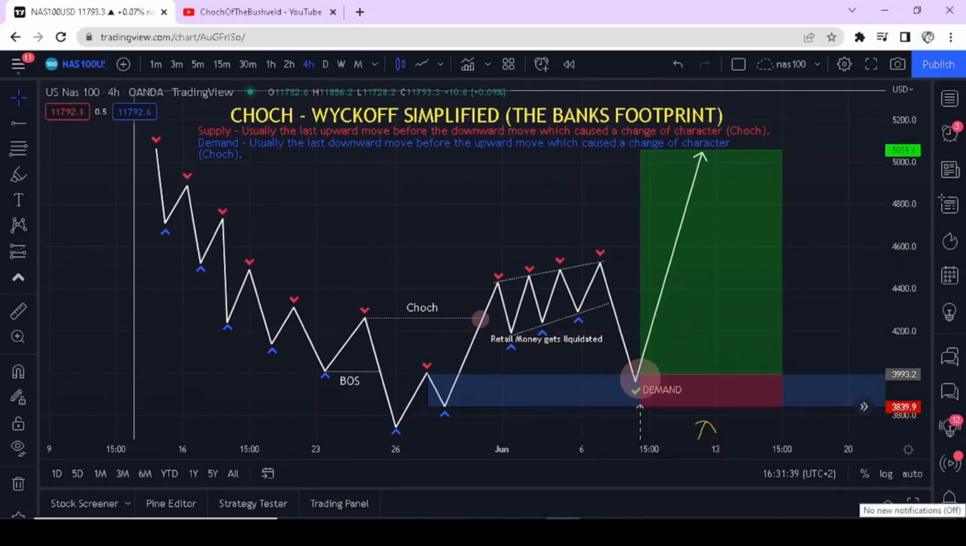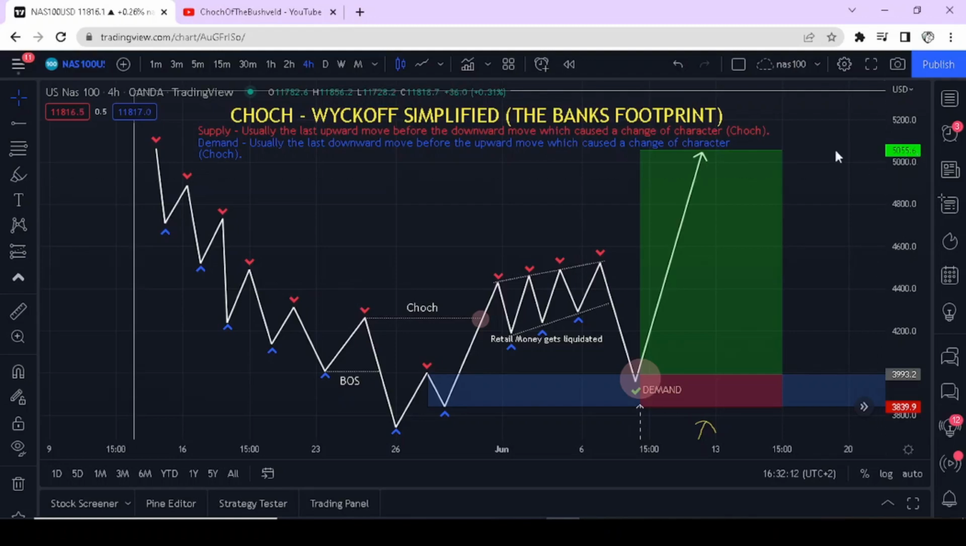If you apply this on any given market, I can tell you now you're going to rule out 50% of your losses. I've said already, change of character, Wyckoff Simplified. This is a smart money concept. Now, this change of character is going to be your footprint left by the banks. Remember, we are not trying to predict if the market is going up or down. We are merely reacting. So we are not predictive trading, we are reactive trading.